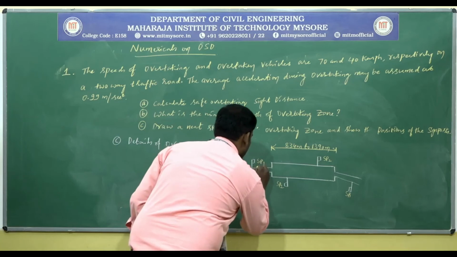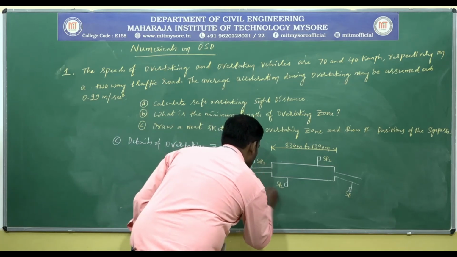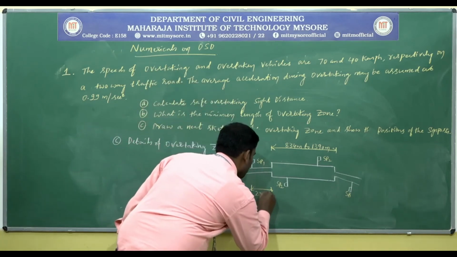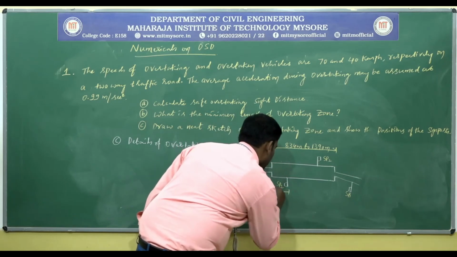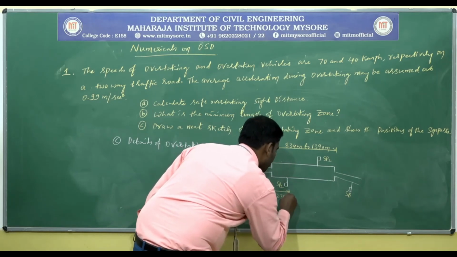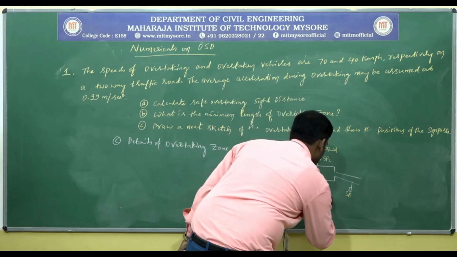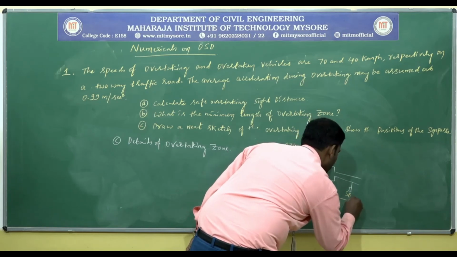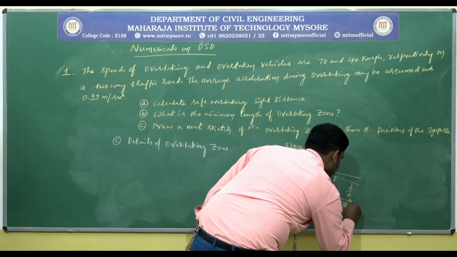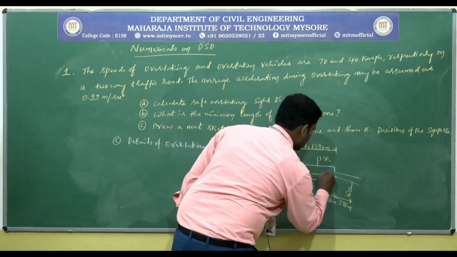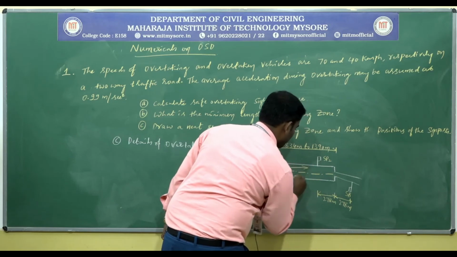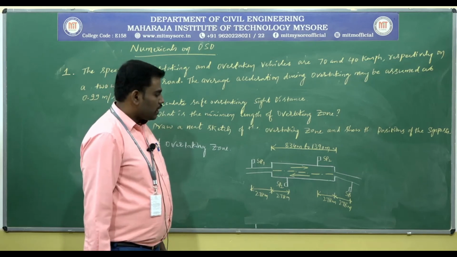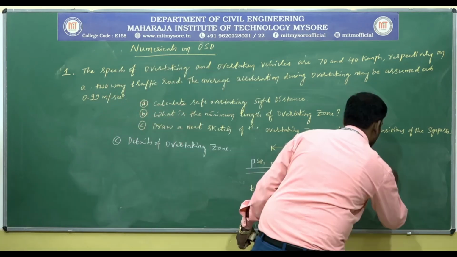Okay, that is first one, from signpost number 1 to overtaking zone, the 1 times of overtaking side distance is about 278 meter. Similarly for other way, it is 278 meter, and for this also it is 278 meter, and this also it is 278 meter. This is one way and this is another way. Is it clear?